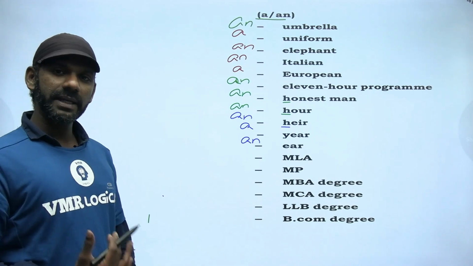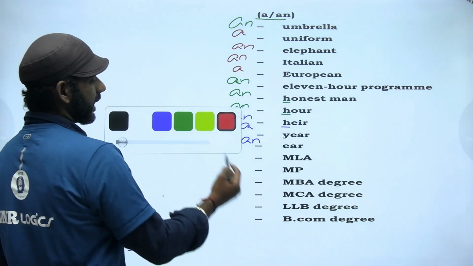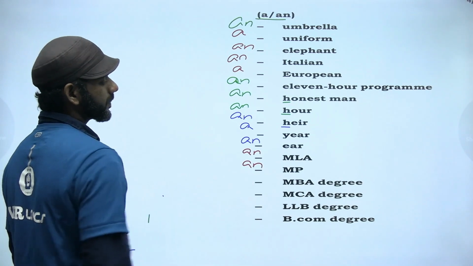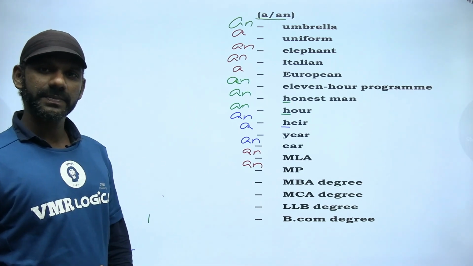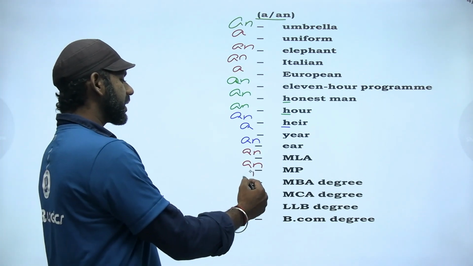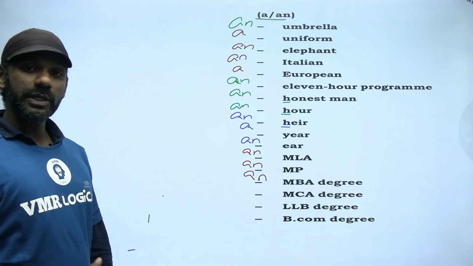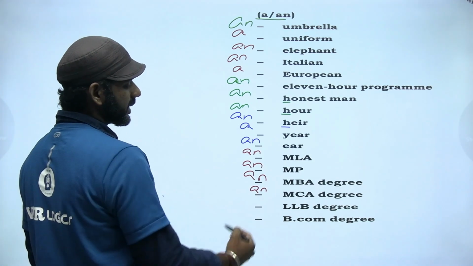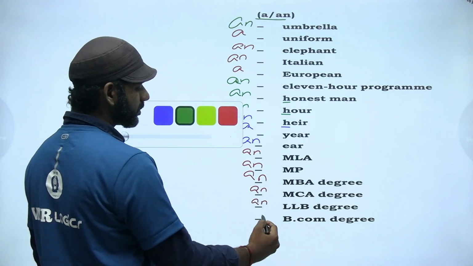M-L-A, an M-L-A or a M-L-A? I say it is an M-L-A. An MP. A MBA degree or an MBA degree? It is an MBA degree. A MCA degree or an MCA degree? I say it is an MCA degree, an LLB degree, a BCom degree.